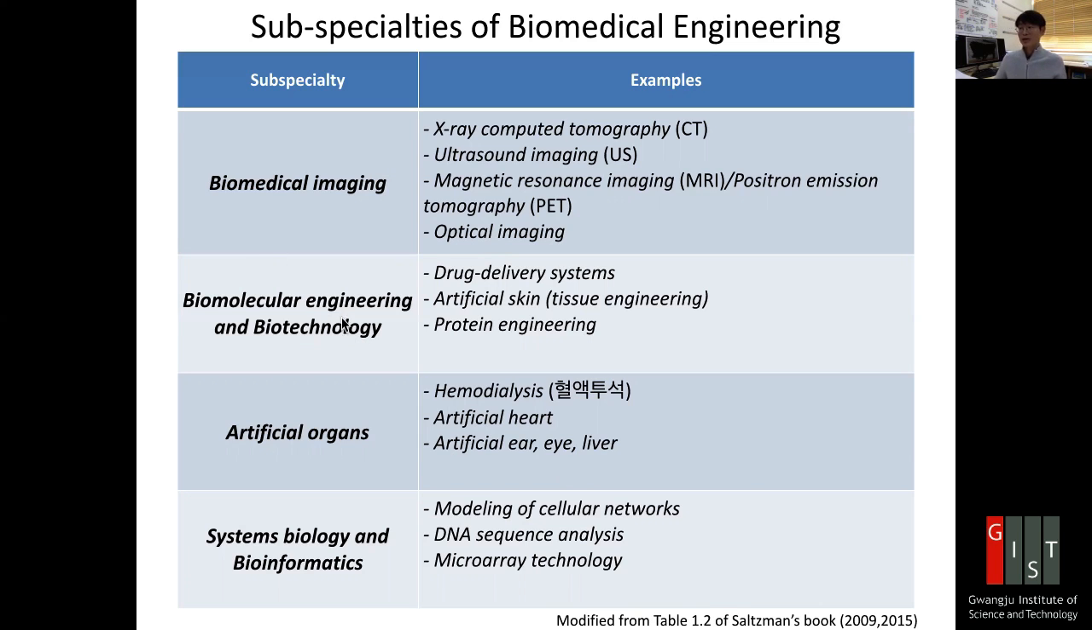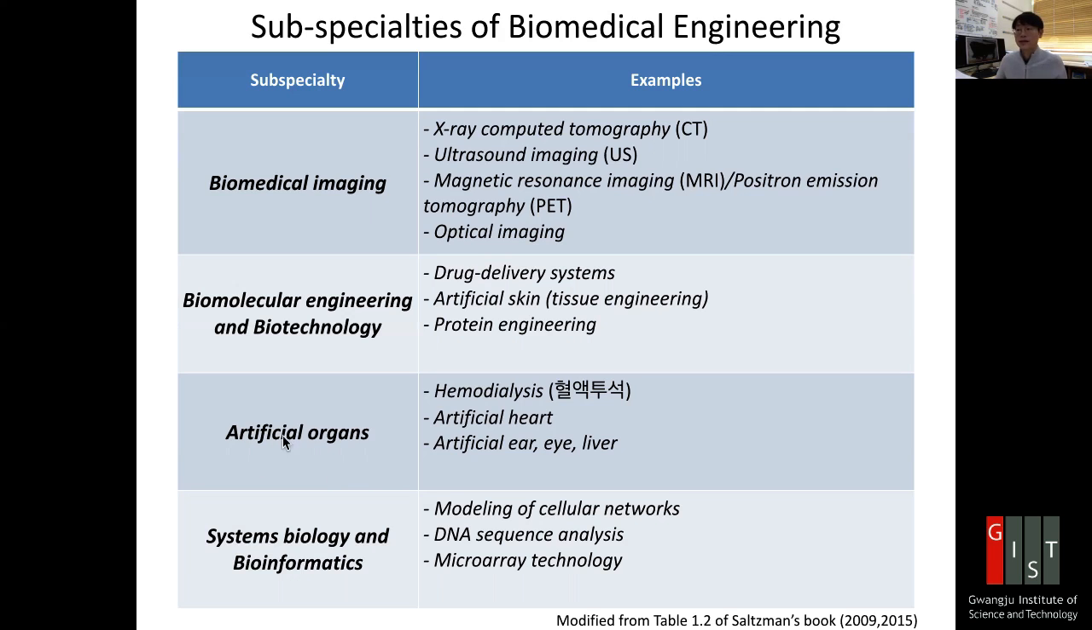Biomolecular engineering and biotechnology, one example is a drug delivery system. Such as design of a capsule or design of drugs which maximizes its efficiency in reaching the target. Or artificial skin. This is related to tissue engineering. So those who have a burn patient or some injury which required a replacement of skin permanently or temporarily. Or we can even engineer protein to produce a useful product such as insulin.